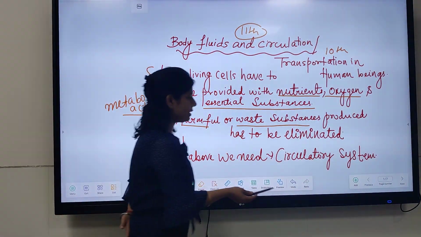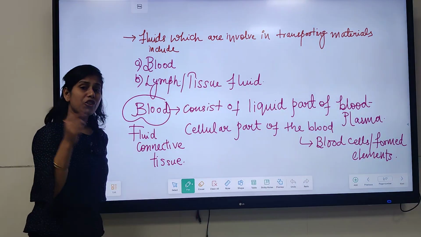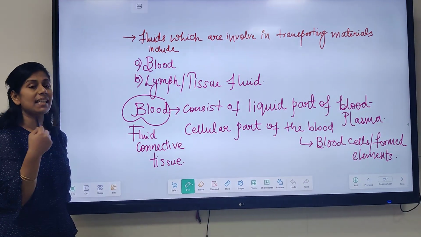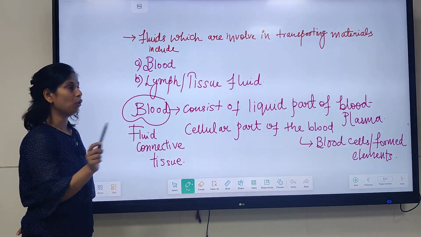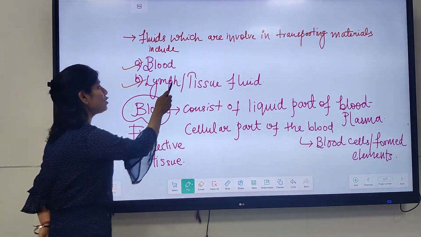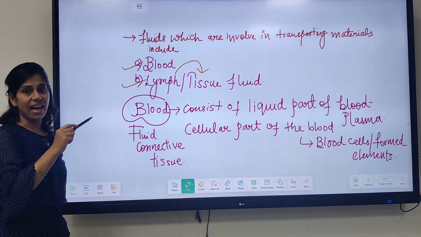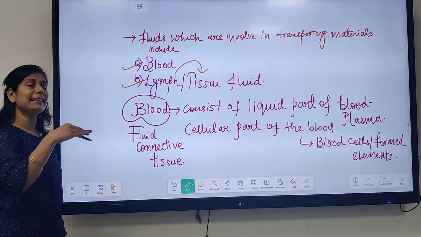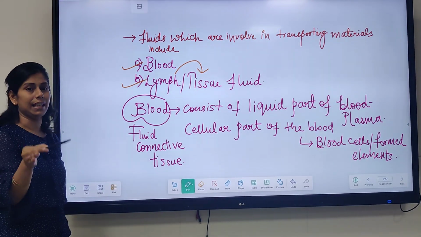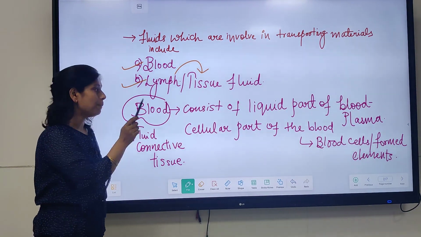Okay, so let's understand this topic in detail now. For transporting so many things inside the body, we need two kinds of fluid. One is your blood and the second one is your lymph. Lymph is also known as your tissue fluid. Let's understand the components of blood first, and then we will proceed with the other things present in the circulatory system.